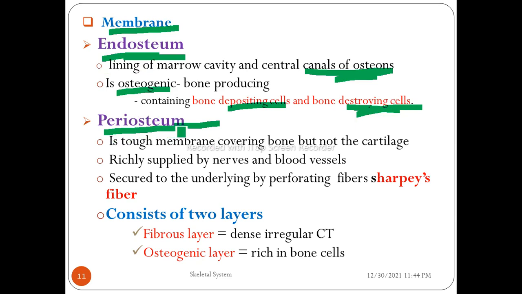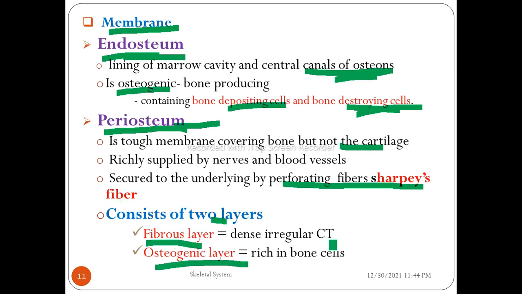The other is the periosteum. The periosteum is a tough membrane covering the bone but not the cartilage. It is richly supplied by nerves and blood vessels, and secured to the underlying bone by perforating fibers, or Sharpey's fibers. That means the periosteum is attached to the bone by tiny fibers, known as Sharpey's fibers. The periosteum is divided into two layers: the fibrous layer and the osteogenic layer. The fibrous layer is dense irregular connective tissue, whereas the osteogenic layer is rich in bone cells.